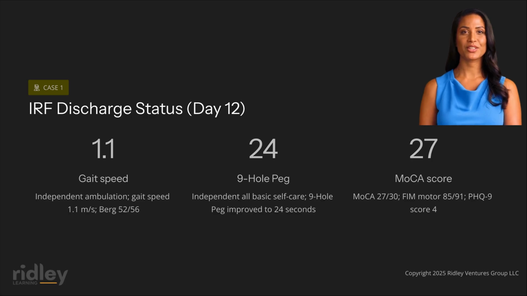At inpatient rehabilitation discharge on day 12, Mrs. Chen demonstrated significant functional improvement. She ambulated independently without assistive device on level surfaces with supervision for stairs due to her 2-story home, with gait speed improved to 1.1 meters per second, which exceeds the community ambulation threshold. Her Berg balance scale improved to 52 out of 56, indicating low fall risk. Upper extremity function showed substantial gains, with 9-hole peg test improved to 24 seconds with the left hand. She was independent in all basic self-care activities.